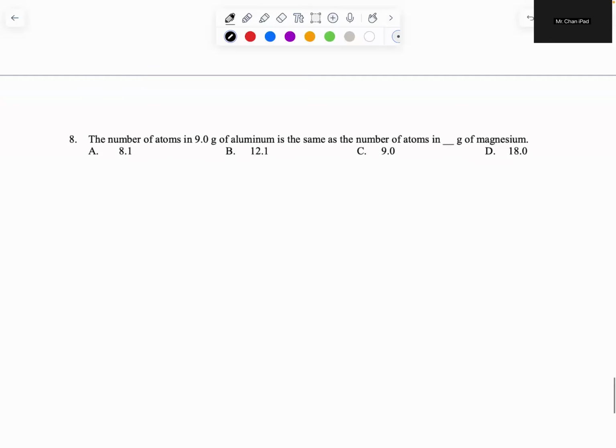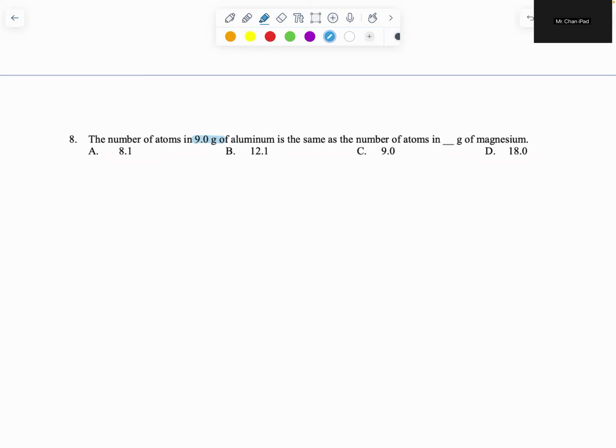All right, number 8. The number of atoms in 9.0 grams of aluminum is the same as the number of atoms in how many grams of magnesium? Now, I'm going to pretend that I'm an average student. And as an average student, I would be like, okay, I can see the grams.